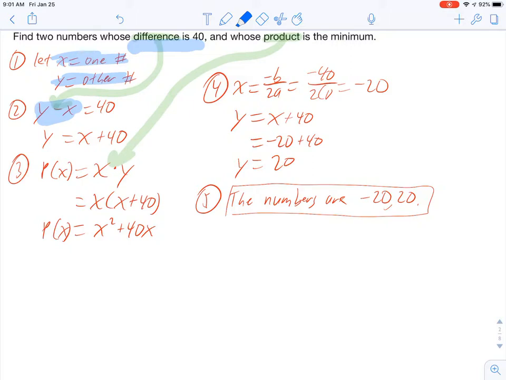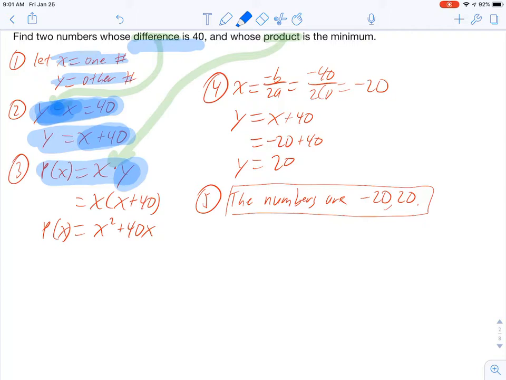So same idea, they differ by 40, so that's this. Then I solve for y in terms of x, so I just get the y by itself. I write the function for the product, x times y. Then I do the substitution, so I replace the y value with the x plus 40. And again, if you wrote this first one up here as x minus y, then this will look a little bit different, but you'll end up with the same result.